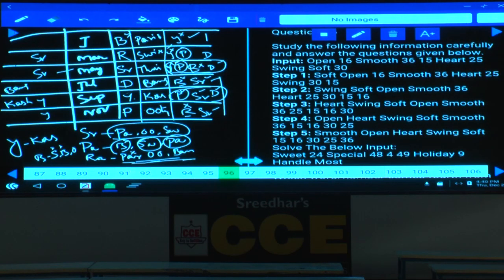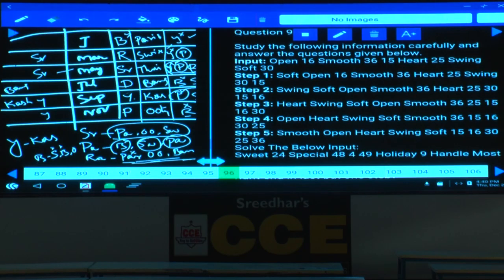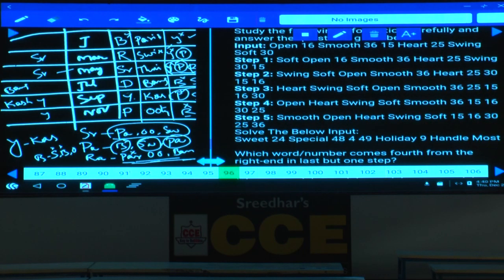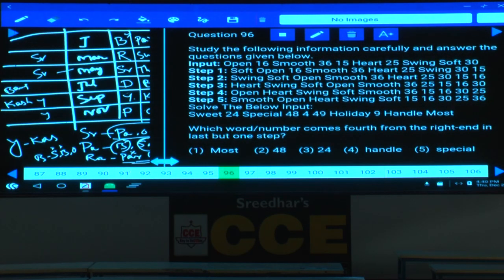Now in this input and output, 96 to 100, has any answer been given? Tell me what are the different possible issues. Open 16, how many elements are there? 3, 4, 5, 6, 7, 8, 9, 10. There are 10 elements in this one.